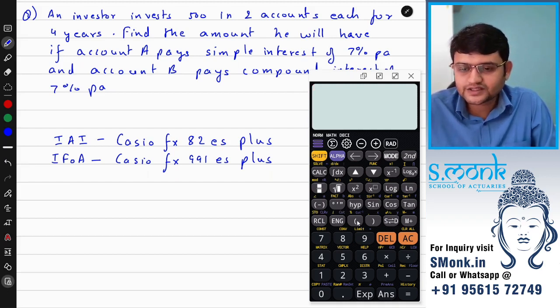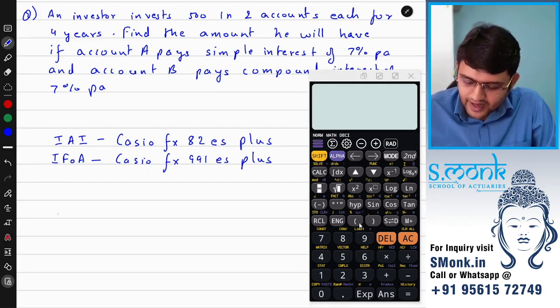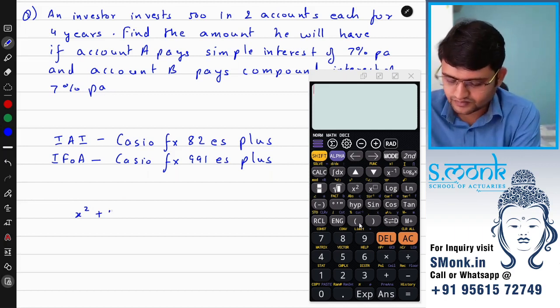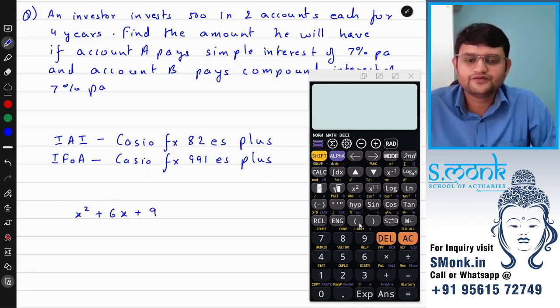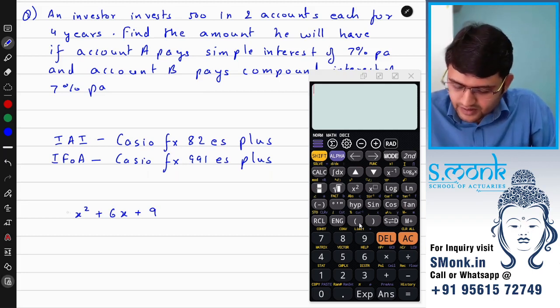You can see two brackets. These are going to be important. Then RCL is important. We'll learn about that later. And this is going to be important. So you can make a very complicated equation in your calculator. Let's say this is the quadratic equation that we have, or I'll just make a little bit complicated quadratic equation.